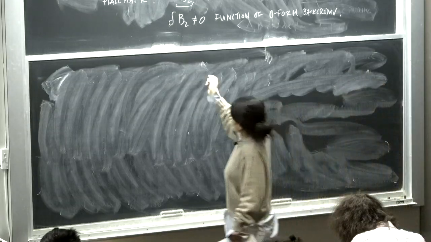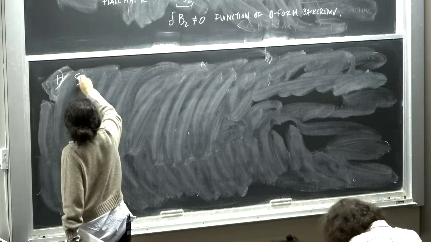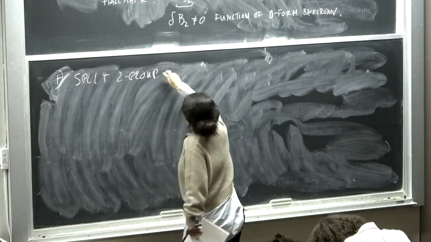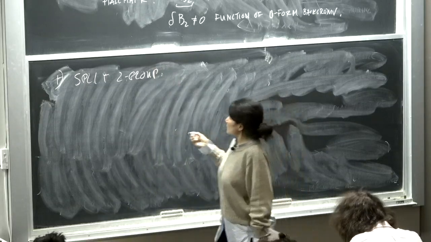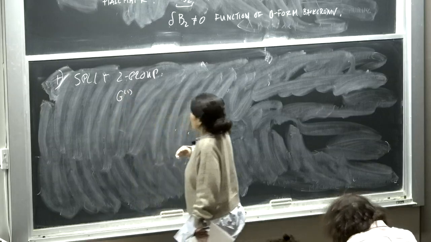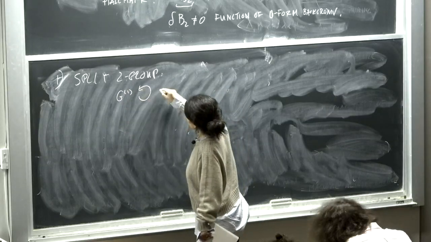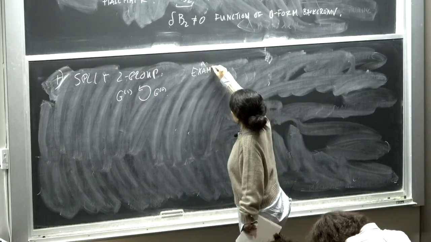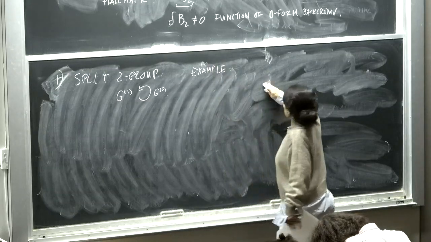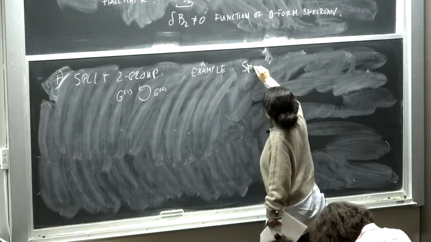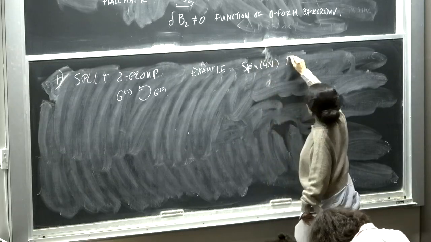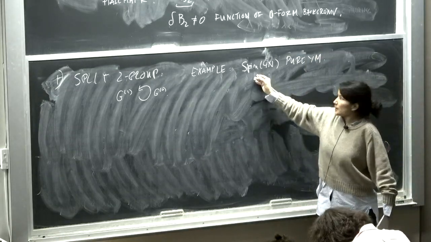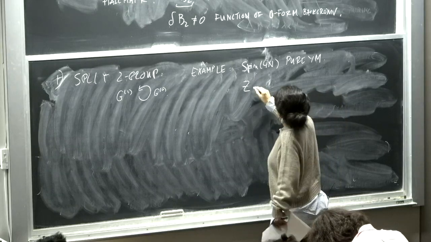So there are two types of two groups. There's one which I'll call a split two group. And in this case, we have, say, a one form symmetry group, and there's a finite zero form symmetry that acts on this one form symmetry. So an example that's very useful to keep in mind for this is, consider spin(4n), pure Yang-Mills theory. What is the center of this?